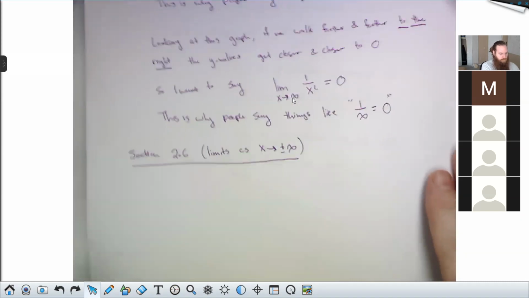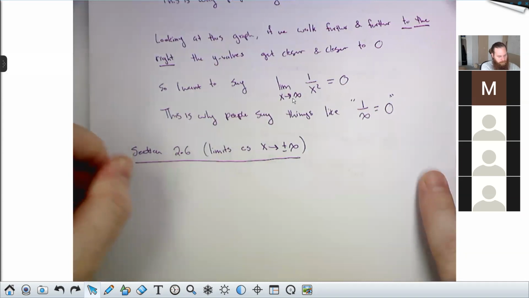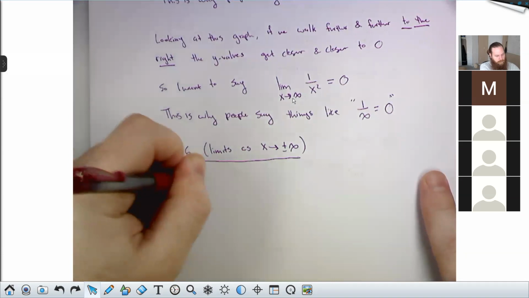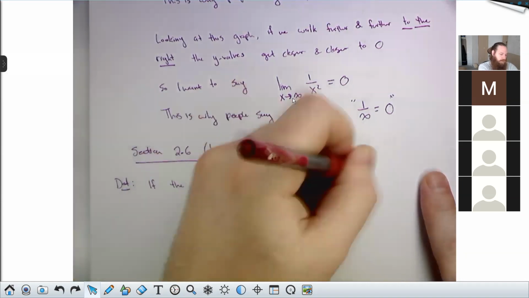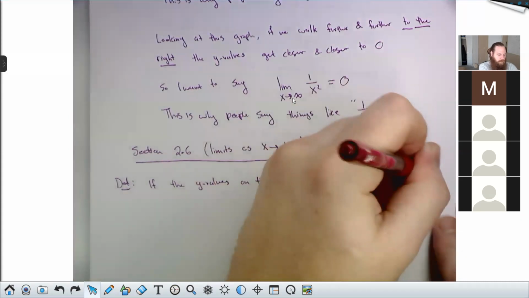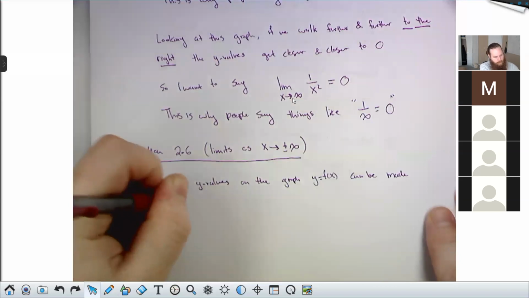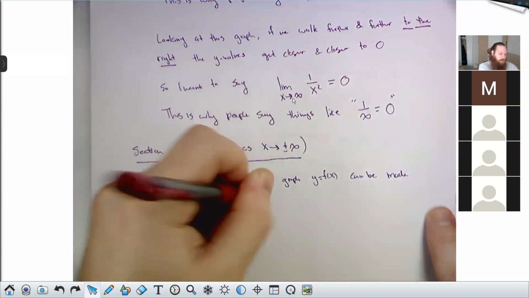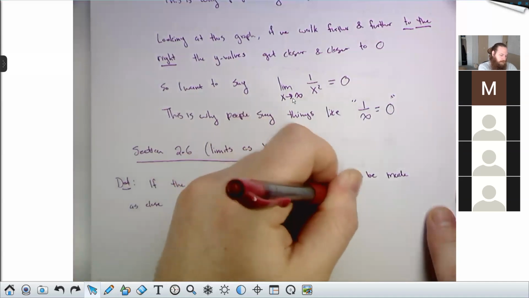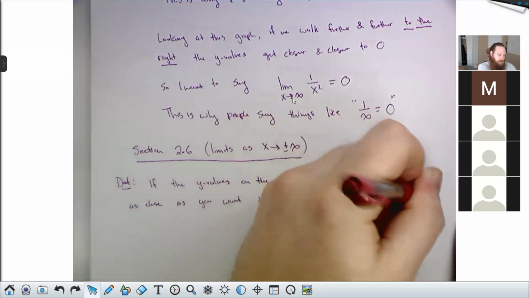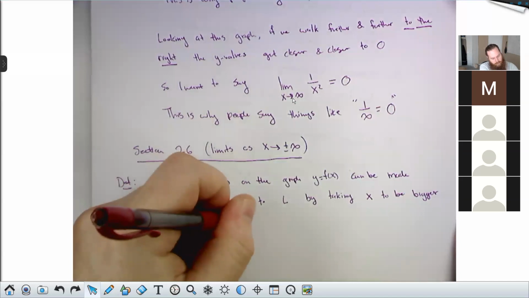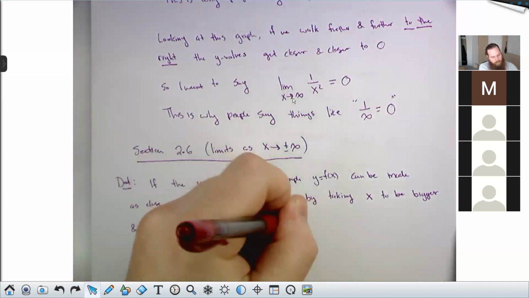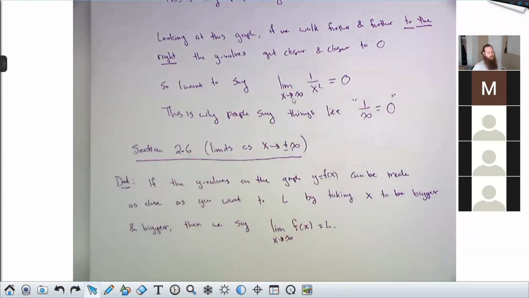So what are we saying here? Definition. If the y values on the graph y equals f of x can be made as close as we want, as close as you want to the number L by taking x to be bigger and bigger, then we say that the limit as x goes to plus infinity of f of x equals L. This is our definition for a limit at plus infinity.